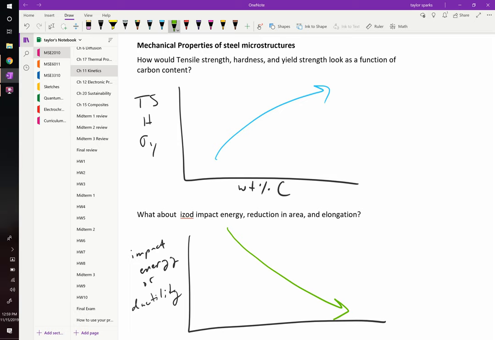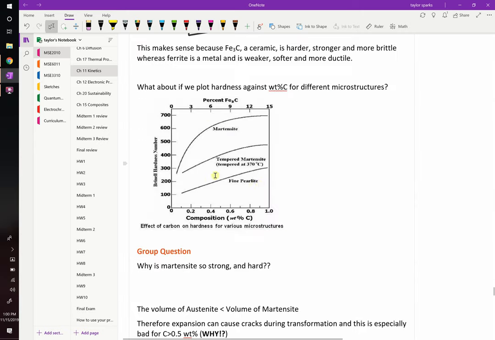And the same thing with the quenching cycles. You would expect pearlite to be the most ductile and tempered martensite to be the least ductile, right? They might have different trends. For example, if the green is tempered martensite, maybe that's your bainite and this is your pearlite, right? The similar sort of trends are going to exist, though, okay? And sure enough, that's kind of what you see.